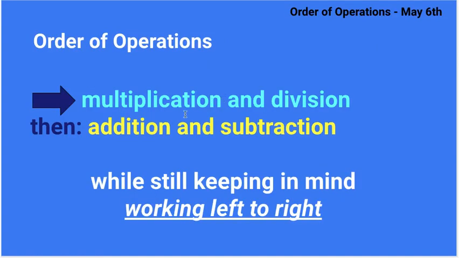So here we go. If there is multiplication and division with addition and subtraction, we'll first do all the multiplication and division. Once all the multiplication and division is done, then we'll do the addition and subtraction. And then still working left to right. So that means if there was 2 multiplication signs in a problem, we'd first do the one all the way to the left and then go to the right. All right, so let's do 2 examples now.